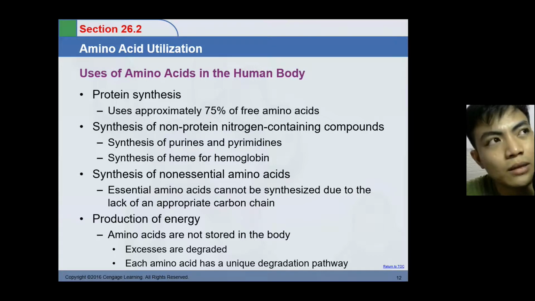Okay? So, pwede nila gamitin yung nitrogen from our amino acids from the diet. O pwede rin naman niyang gamitin yung mga nitrogen in synthesis of heme in our hemoglobin. So, yung hemoglobin, may nitrogen atoms yon, 4 na nitrogen atoms that connect to iron. And without hemoglobin, patay na tayo. Kasi it is the hemoglobin that attracts oxygen and delivers oxygen to our body. Pwede rin natin gamitin yung amino acid from our diet to synthesize non-essential amino acids.